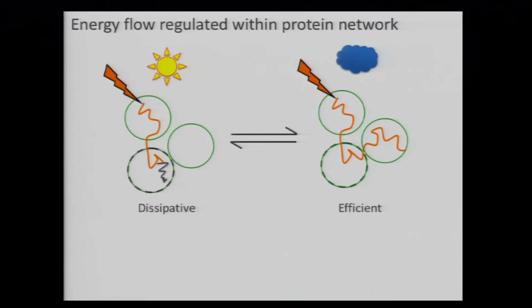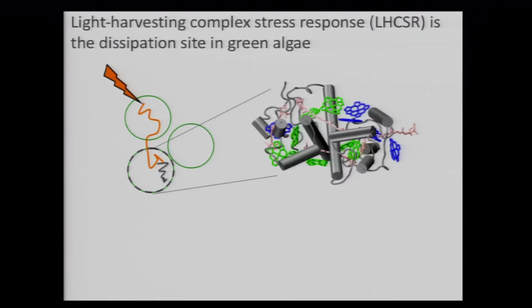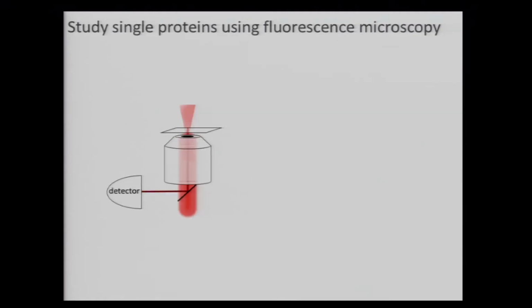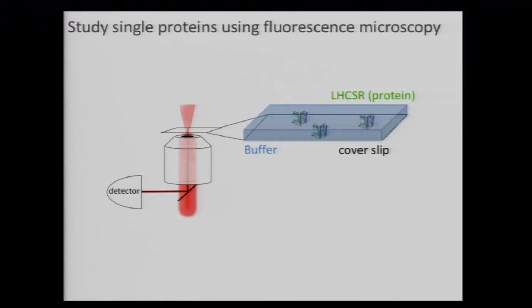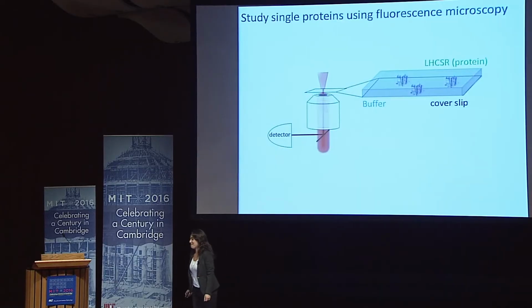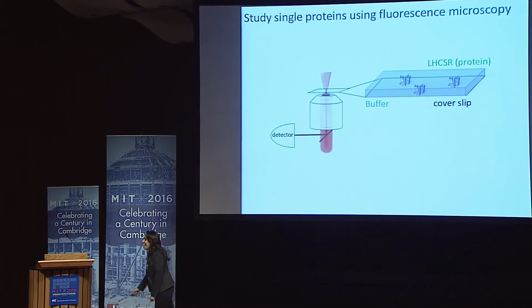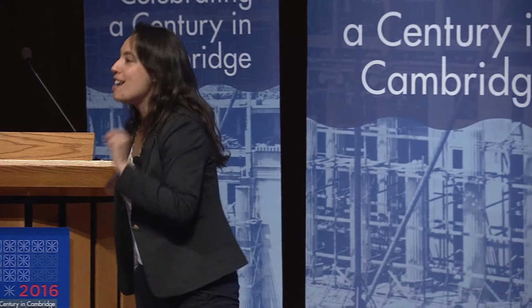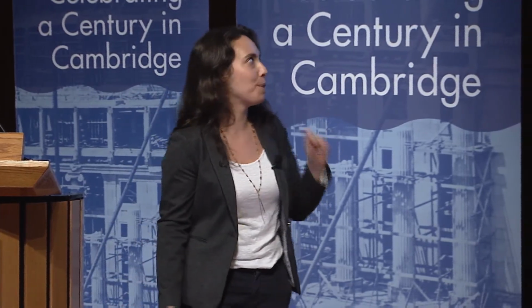So to do that, we take a protein responsible for dissipation and we put it in a highly sensitive microscope. Now, this microscope allows us to look at the proteins one at a time. So I think the microscope was so important and so impressive that they had to illustrate that with something falling from the ceiling. Because it really is phenomenal that we're able to have the sensitivity to look at just one protein.